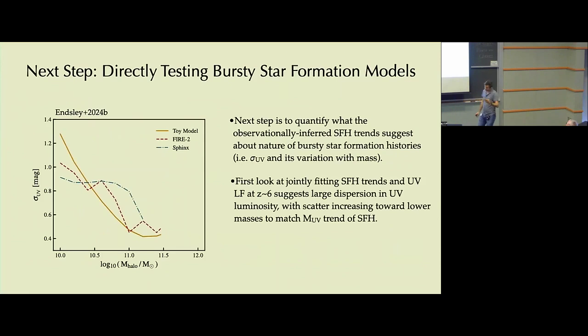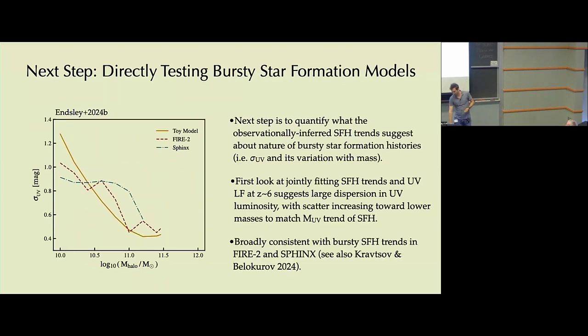Okay, so the first look at jointly fitting the star formation history trends and the UV luminosity function at redshift 6 suggests you need a large dispersion or scatter in your UV luminosity, with that scatter increasing toward lower masses. You need that to reproduce the trends that I've just showed you. And this is broadly consistent with the kinds of bursty star formation histories you see in FIRE-2 and SPHINX. So I think this kind of analysis is where this field needs to go moving forward.